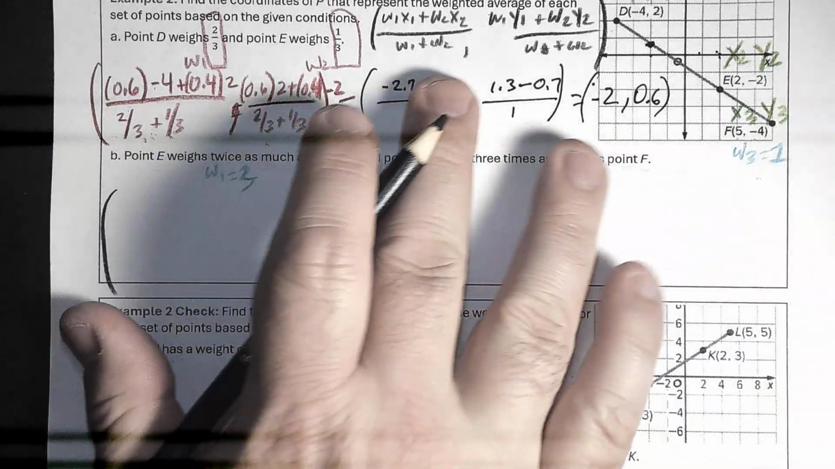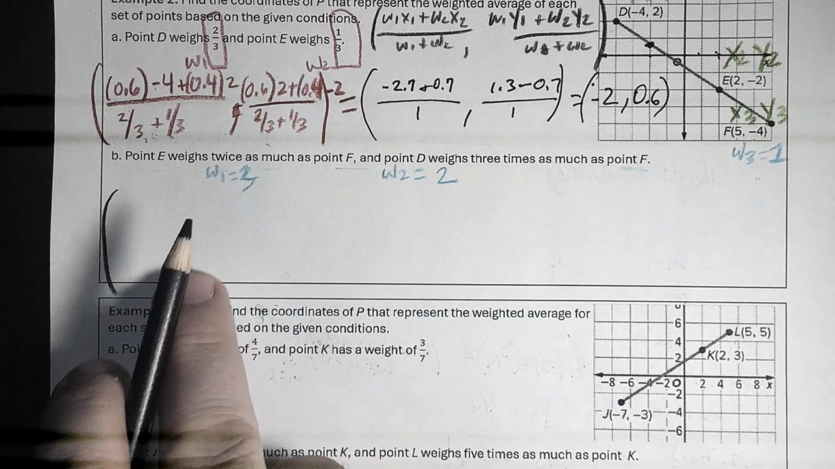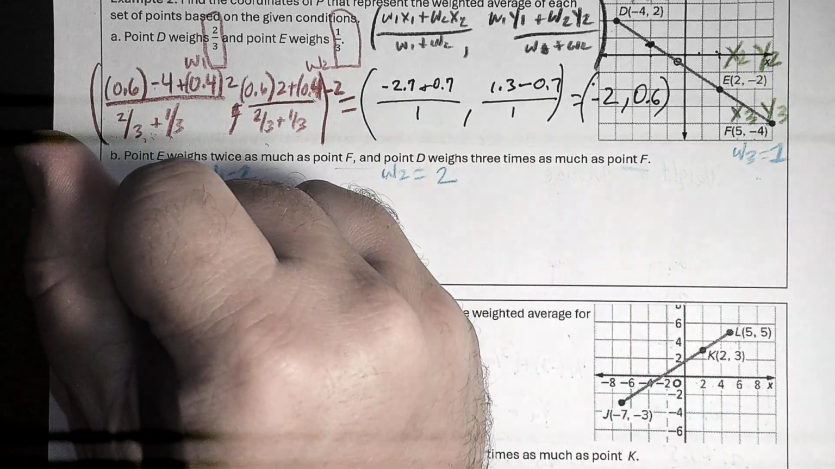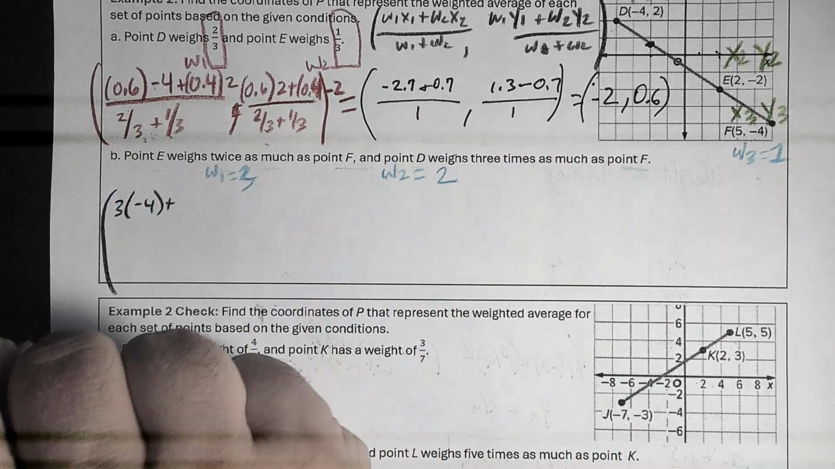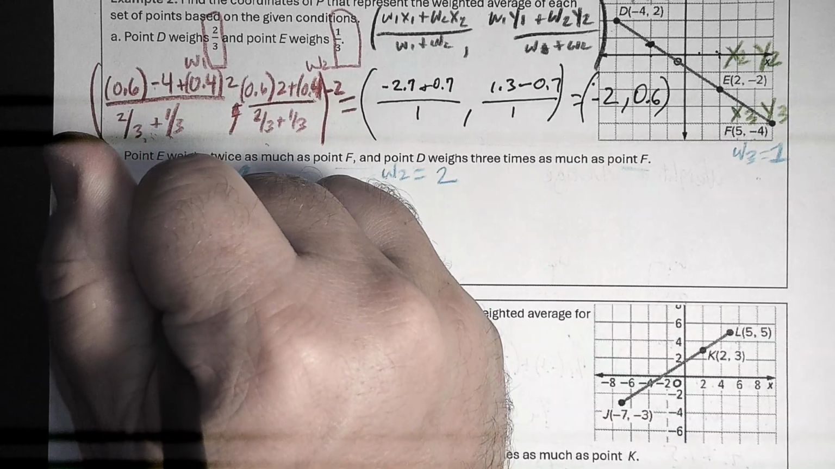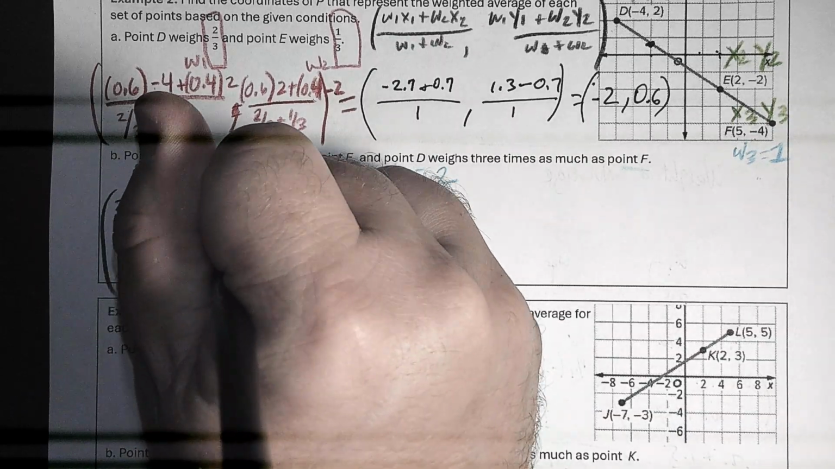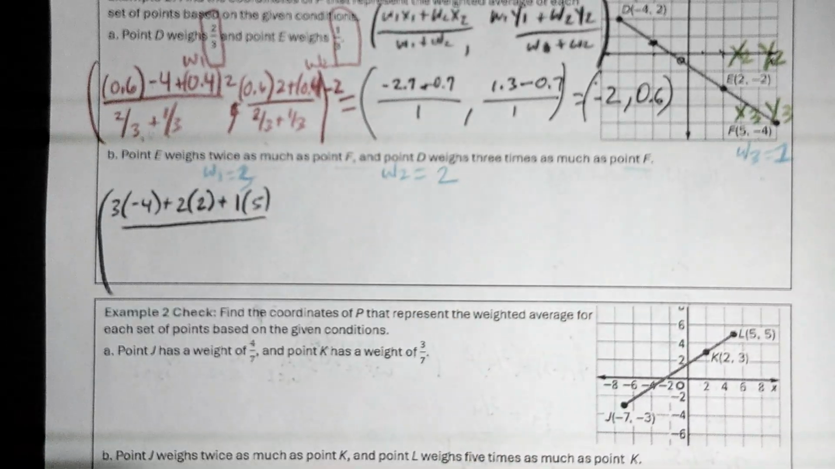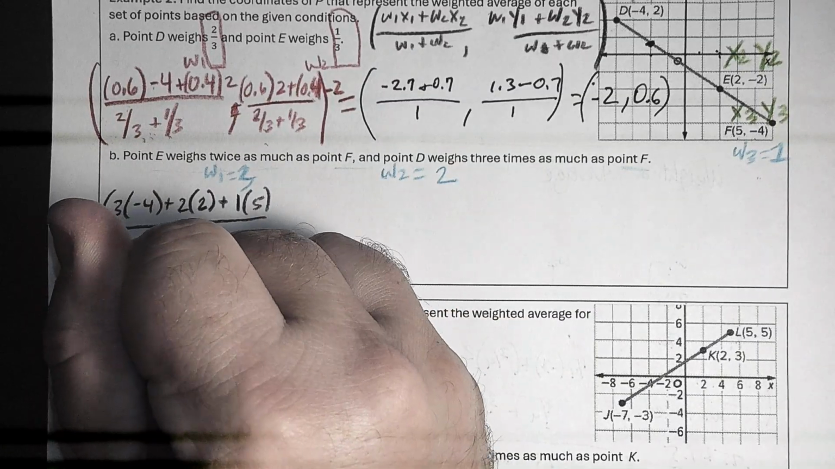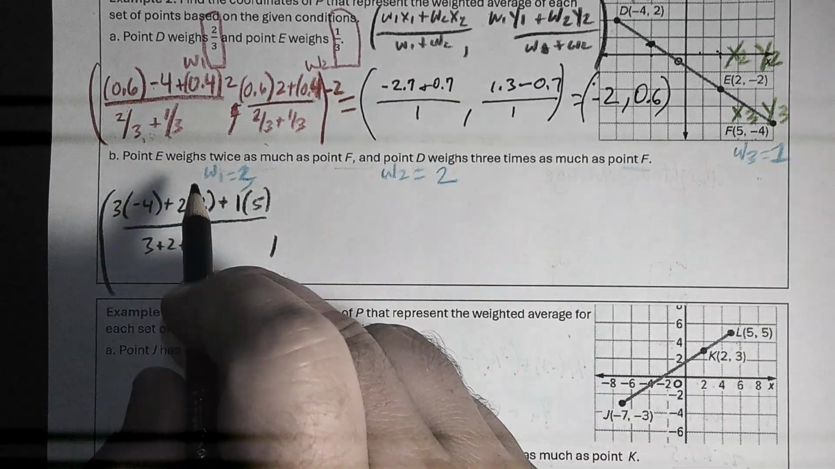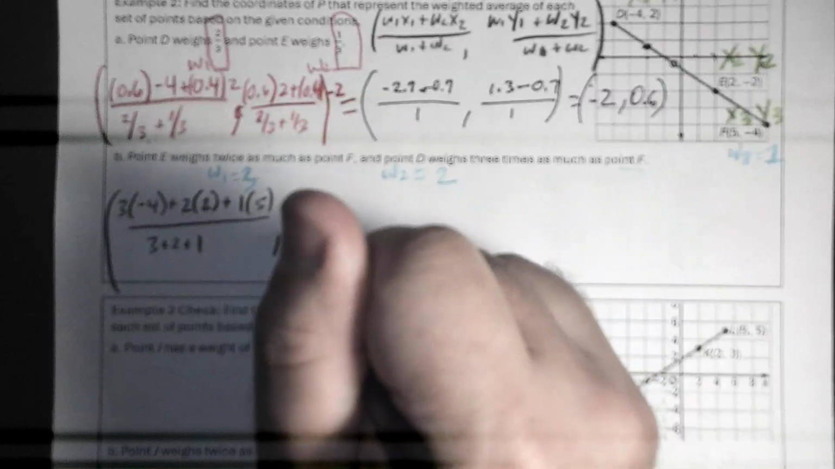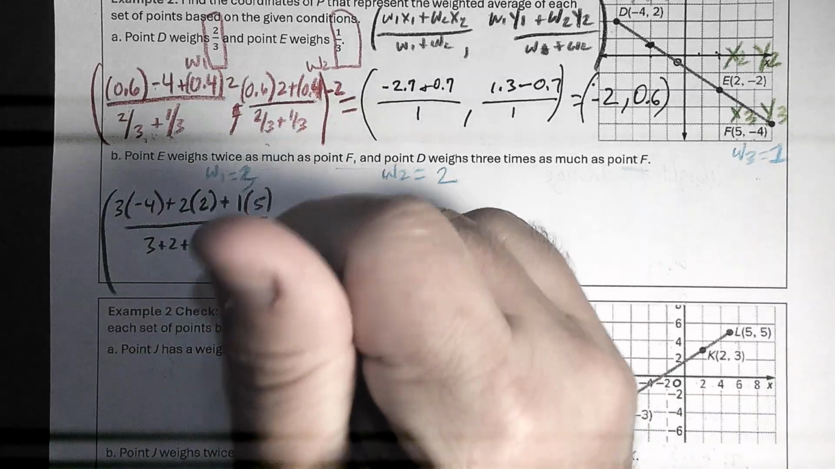You guys can see the formula up here again. So W1 is 3 times X1 is negative 4, plus W2 is 2 times X2 is positive 2, plus W3 is 1 times X3 is 5. Bottom we got W1, W2, W3, so 3 plus 2 plus 1. So our fraction will remain this time. Up here we had the fractions to deal with, but we did away with the large fraction.